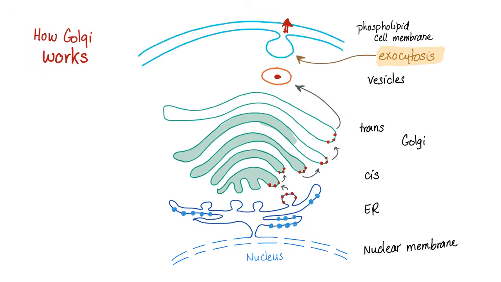How Golgi works. So here is the nuclear membrane. It has some pores. Very cool. Endoplasmic reticulum is here. Here is the Golgi apparatus. First part is called the cis Golgi apparatus, and here's the trans Golgi because it will transport the vesicles upwards or towards the outside. Here is the vesicle, and when this vesicle goes outside of the cell, it's called exocytosis. And here is the amazing phospholipid bilayer cell membrane.